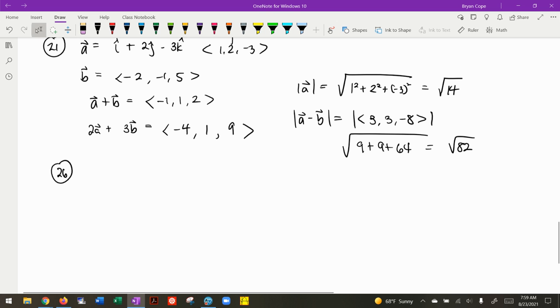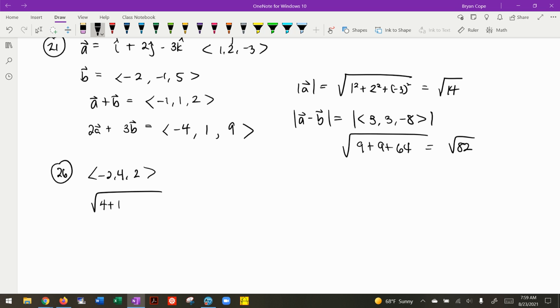For that one, we've got find a vector that has the same direction as -2, 4, 2, but has a length of 6. So let's make a unit vector out of this one, and then we will multiply that by 6, so that has a length of 6. So to make a unit vector, let's find the magnitude.